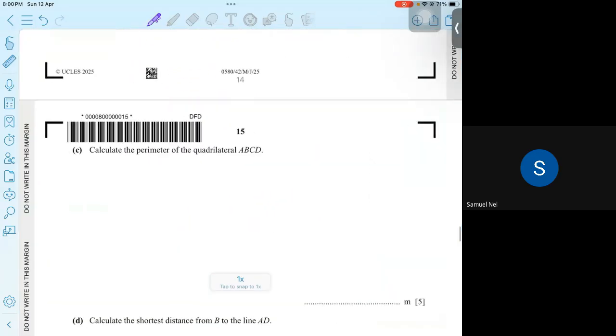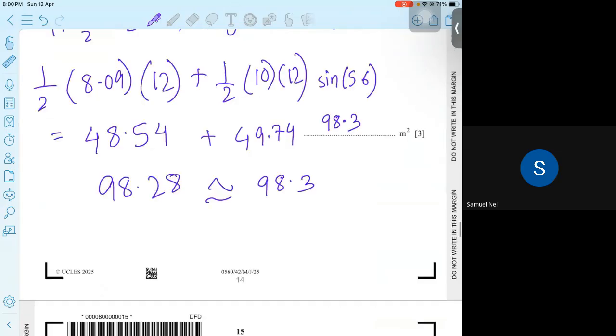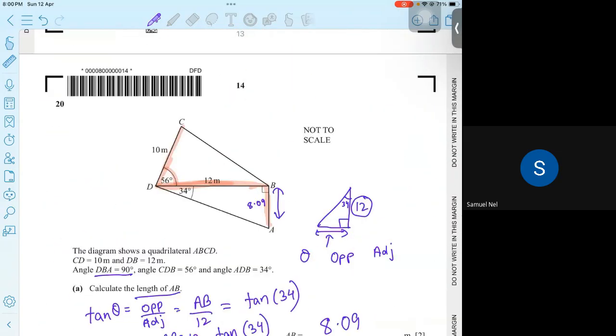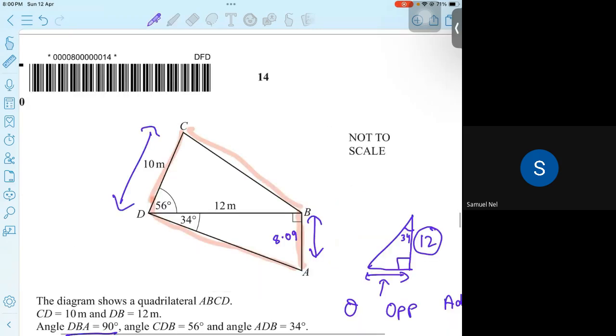So calculate the perimeter of the quadrilateral ABCD. Now, if I can recall correctly, I have two unknown sides here. So they asked us to find the perimeter. For the perimeter, I have to use all four of these, the outer lengths. I have been given this 10. I have found this 8.09 out. Now I have to find this out and this out, okay?